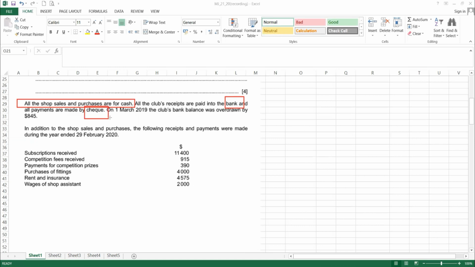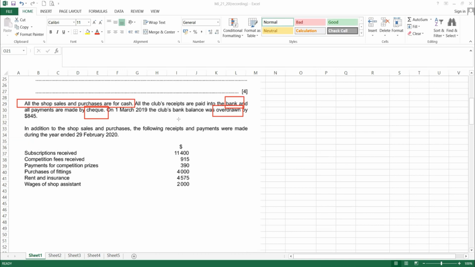Next, on 1st March 2019, the club bank balance was overdrawn. Overdrawn means overdraft. A bank overdraft is a balance brought down on the credit side, a liability. In addition to the shop sales and purchases, the following receipts and payments were made during the year ended 29 February 2020. Subscription receipts are an income. Competition fees received are also income.